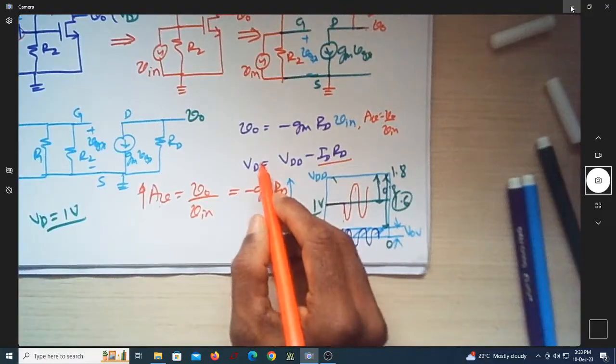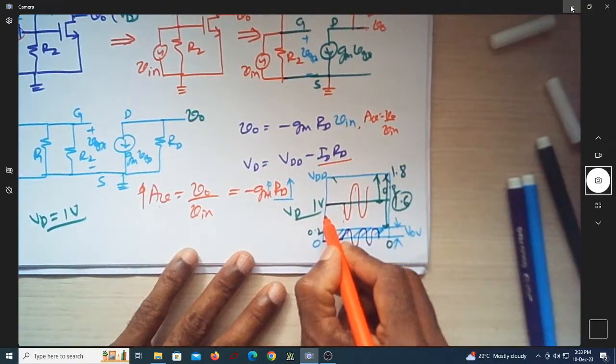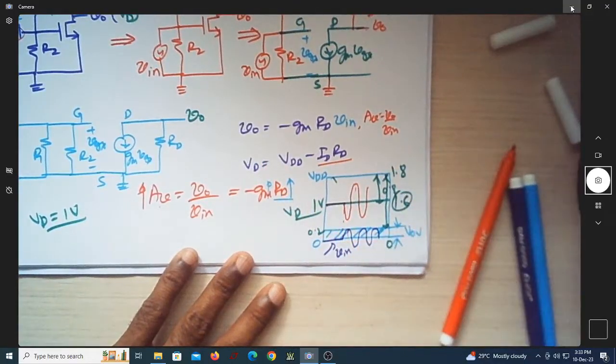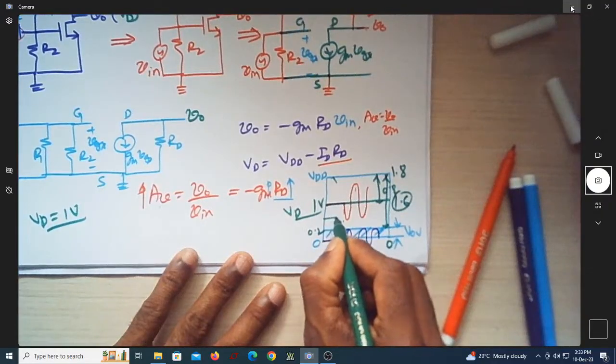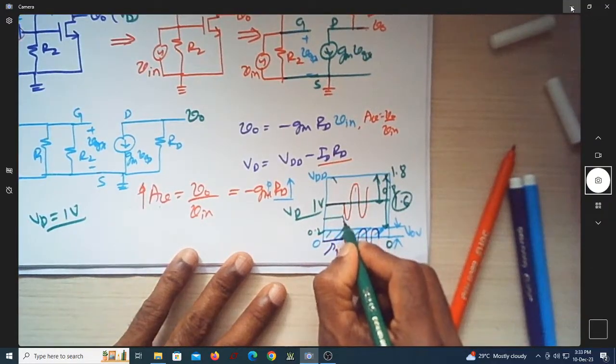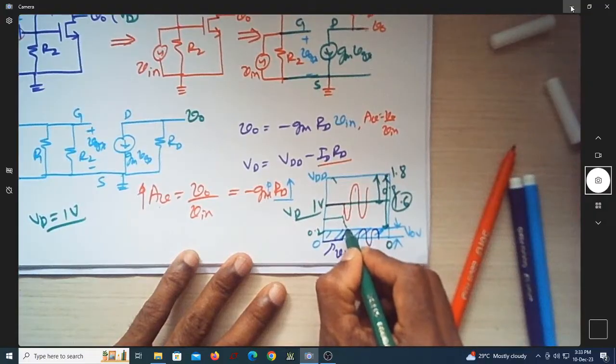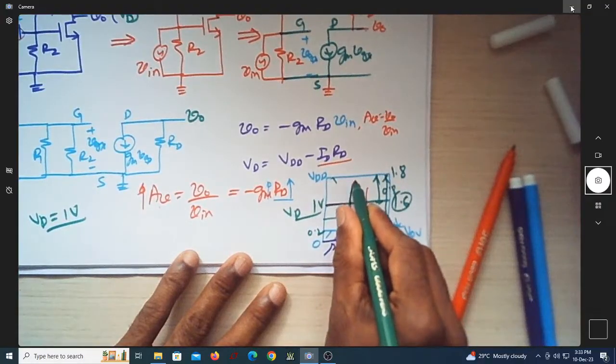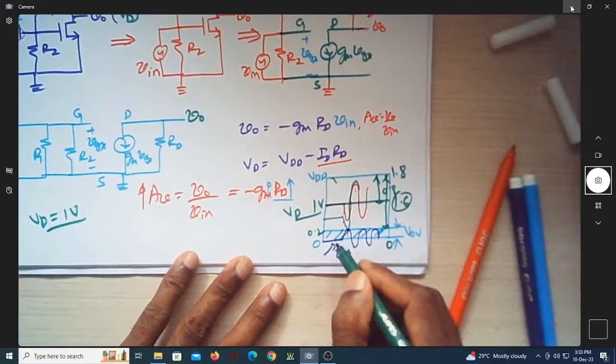So VD was actually 1 volt. Now VD will reduce to some lesser voltage. Now we can see it has reduced to a lower voltage. Now it will try to swing. So when it tries to swing, can you see this is coming sooner and it may go till here top, but here it is an issue.